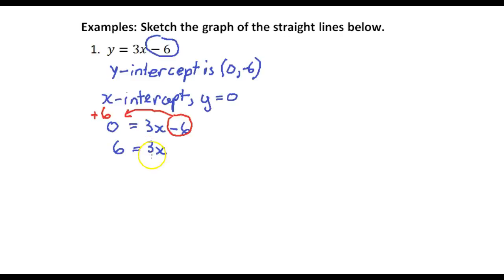Then we have to get x by itself. It's being multiplied by 3, so we divide everything by 3. The 3's cancel out and leave x by itself. We can put it on the left, and 3 goes into 6 twice. So the x-intercept is (2, 0).